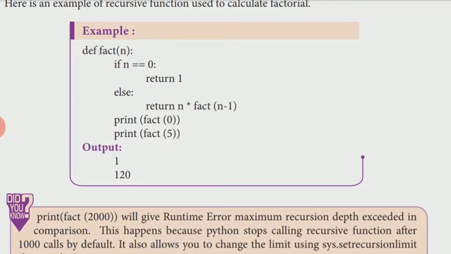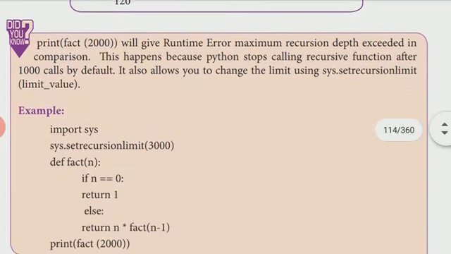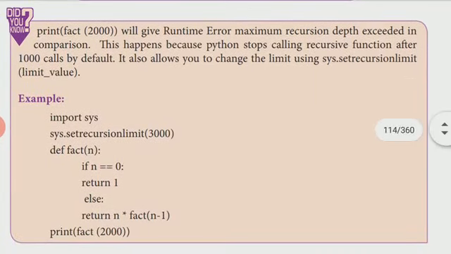Here they gave print fact of 0, so it will return 1. And the next one, print fact of 5, will display the answer 120. Another option is that we can set the recursion limit. For that we import the sys system module, and then you can use the recursion limit.